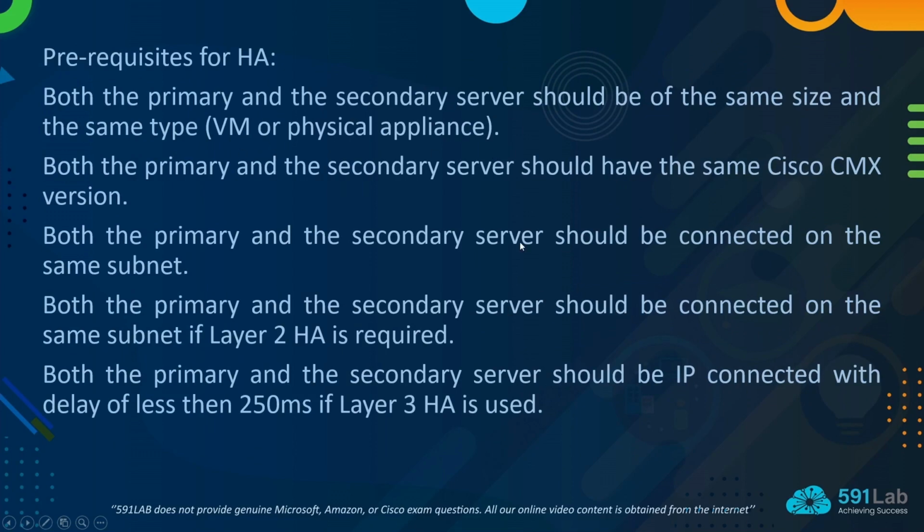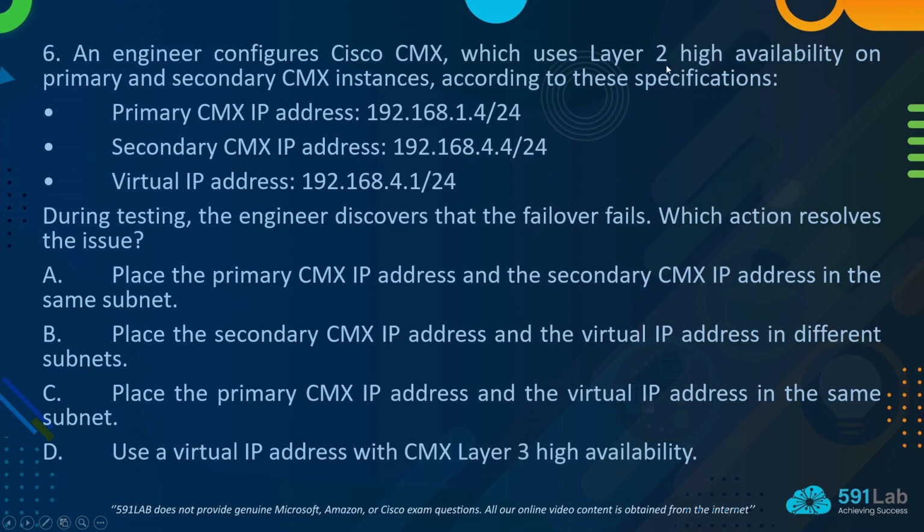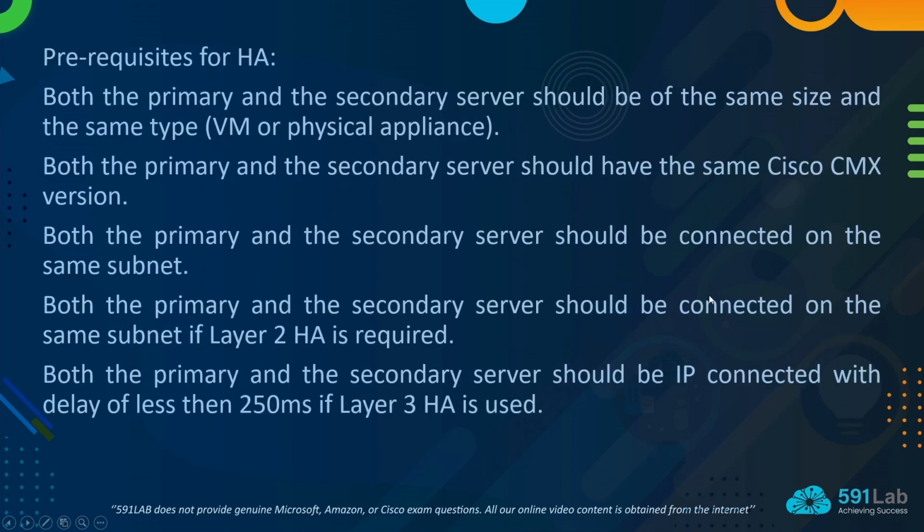So it could be this one. Both the primary and the secondary server should be connected on the same subnet if layer 2 HA is required. So again, the same point. And in our case, we are actually using layer 2 high availability. So again, both should be on the same subnet. Both the primary and secondary server should be IP connected with delay less than 250 milliseconds if layer 3 HA is used. Here we did not mention anything about delay or layer 3.